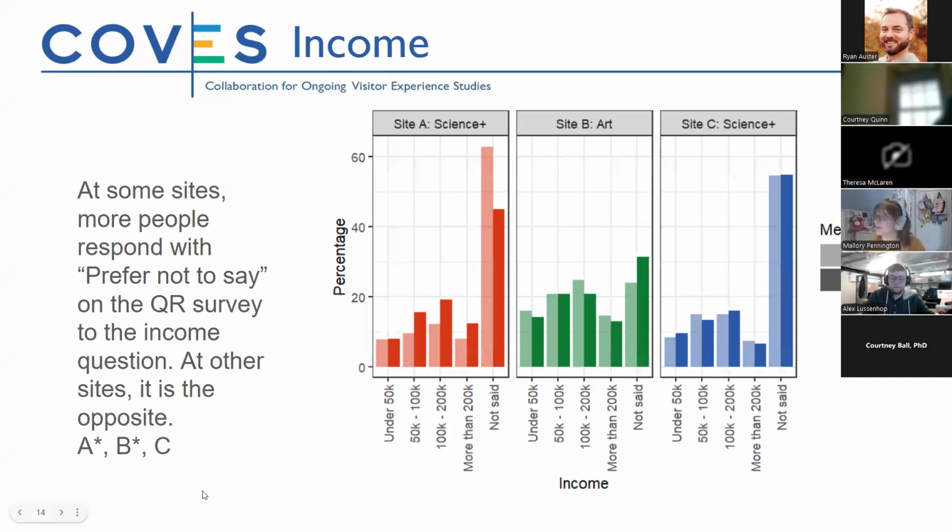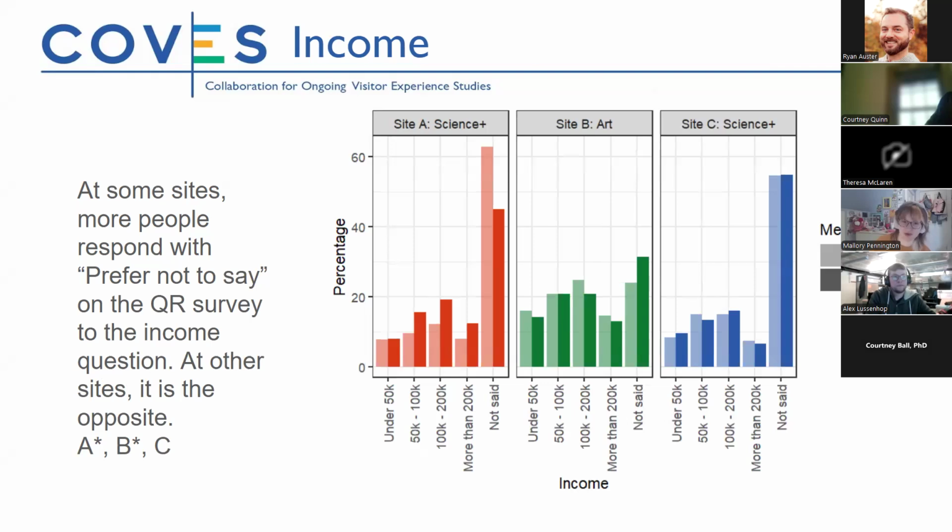Something similar is happening with income level. Income level, I don't have to explain, I think, to most people, is a very sensitive piece of demographic information as well. And income level has historically been the question on COVES that has yielded the least actual data and the hugest percentages of prefer not to say or skipped questions. As you can see at some of these sites, up to 60% of respondents are not willing to disclose their income. That's not super surprising.